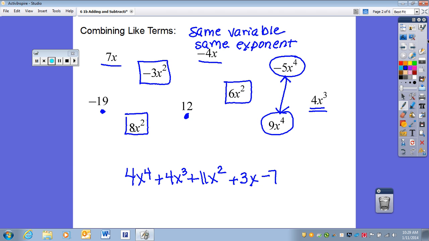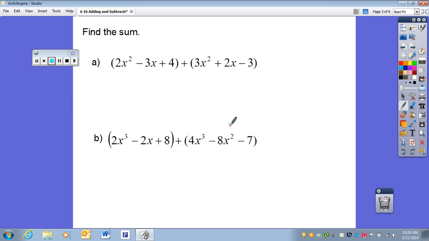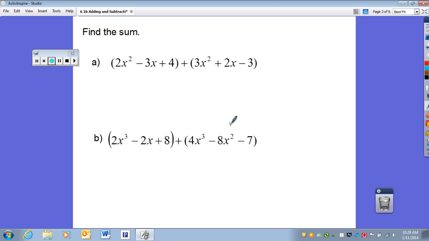Let's take a look at an example. If I want to add these two polynomials together, the reason that they are in parentheses is so that they are simply grouping them as a polynomial. But because they are being added, in our head we can drop off the parentheses and add together what's alike.